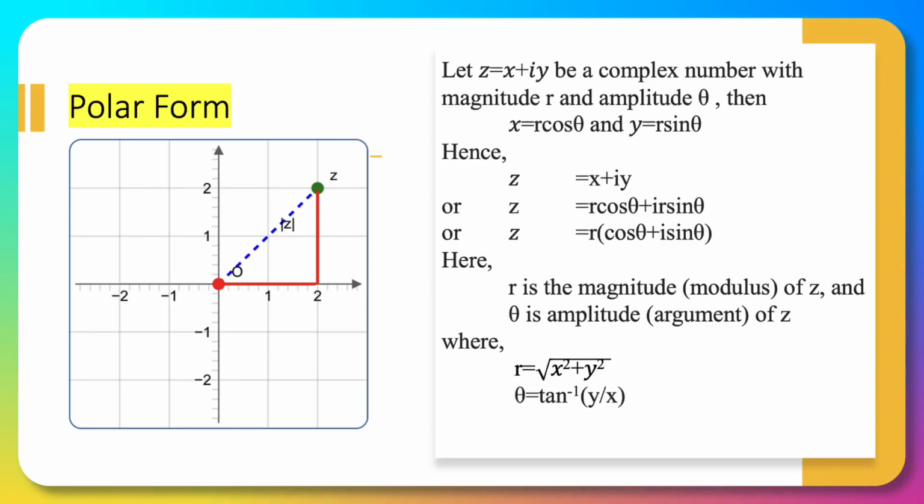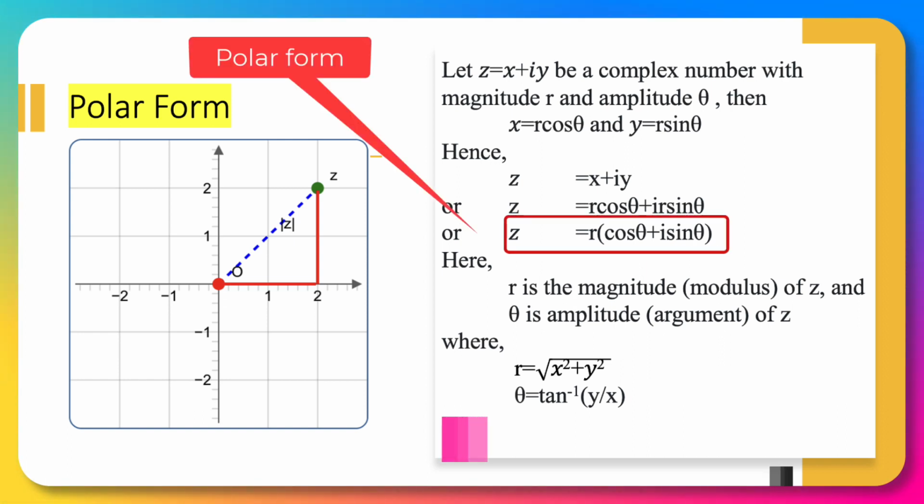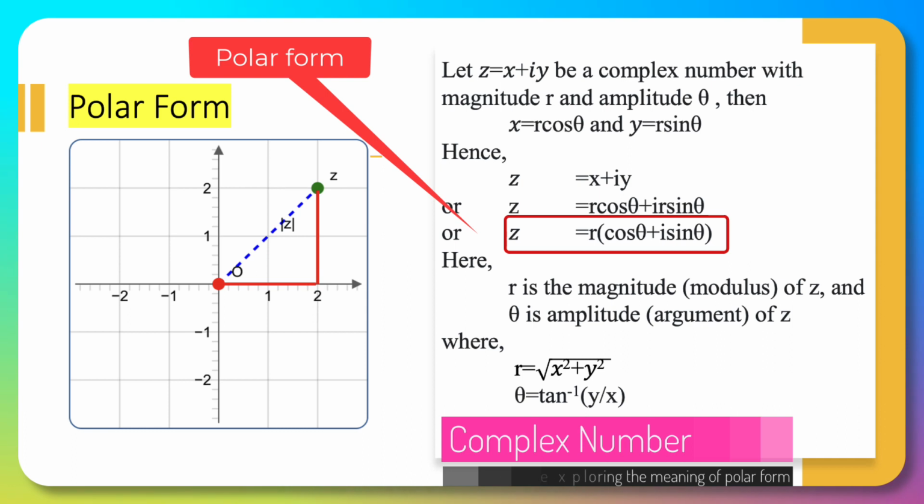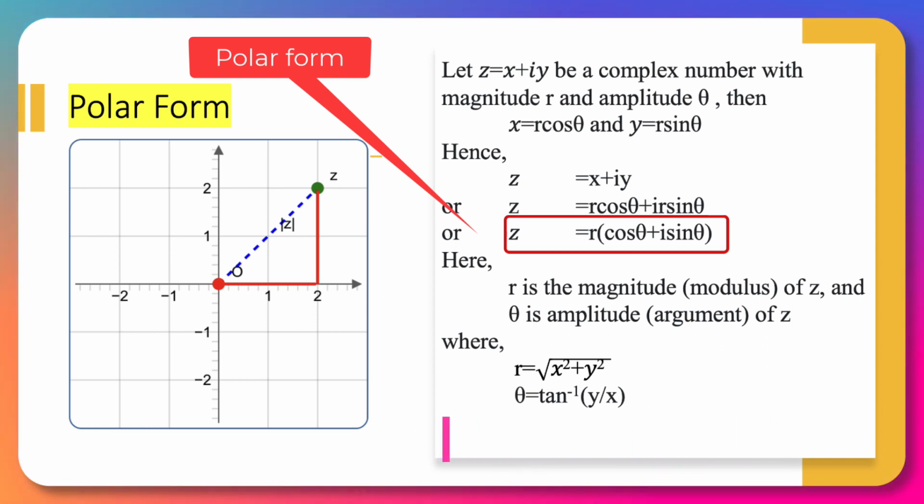In this video, we are going to discuss the polar form of a complex number. Instead of representing a complex number as x plus iy in rectangular coordinates, the polar form expresses the complex number in terms of its magnitude r and amplitude, meaning the angle theta. On the screen you can see the polar form definition of a complex number, which is r times the quantity cosine theta plus i times sine theta.